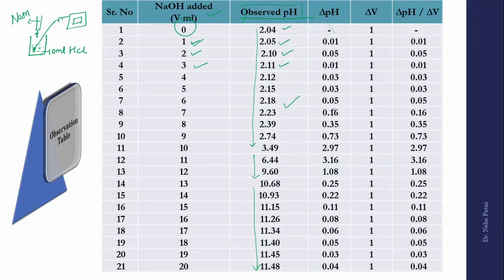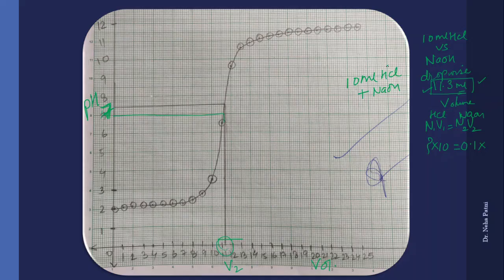Now del pH is the change in pH. So if you subtract these readings, you will be able to understand what is the change in the pH. Just write that. Del V is the change in the volume, which is obviously 1 because we always took the change of 1 ml, and then del pH by del V would be obviously this. Now you have to plot one more graph.